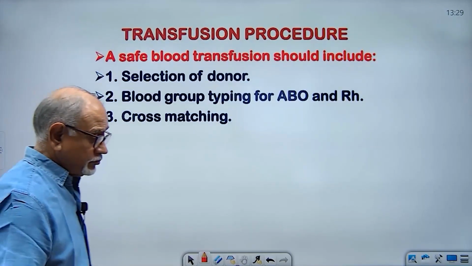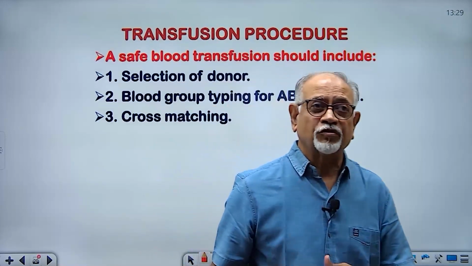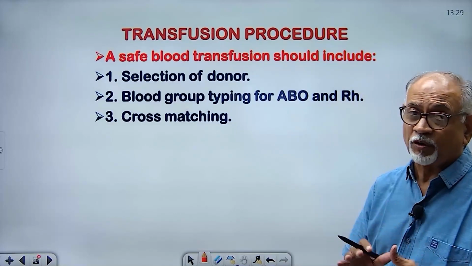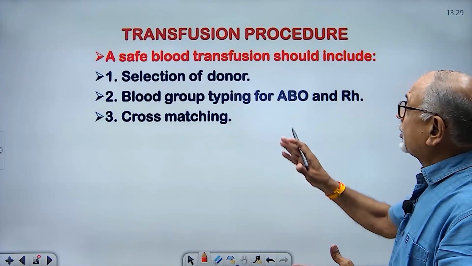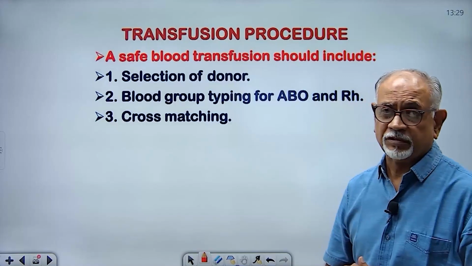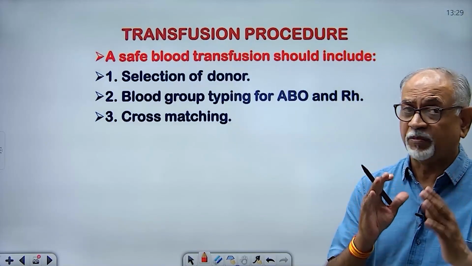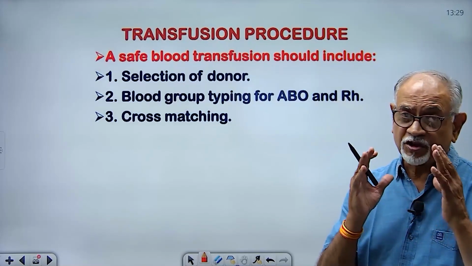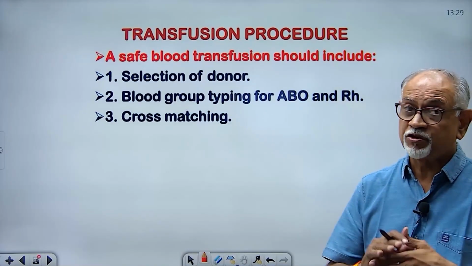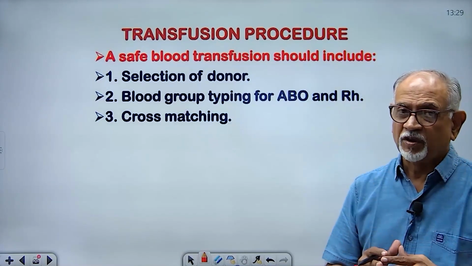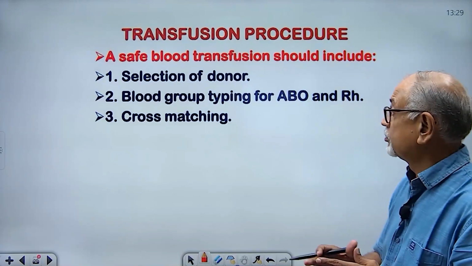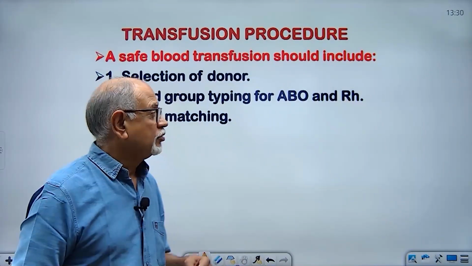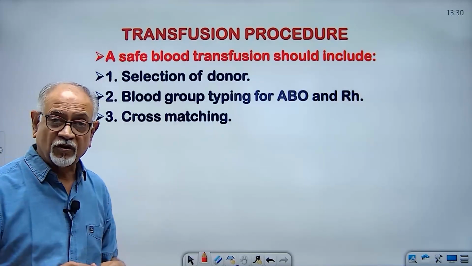Now, in the transfusion procedure, there are 3 things which are to be observed and important. One is the selection of donor. A donor should be a healthy person, must have the correct composition of blood. He should not have any type of blood-borne diseases and all that. Then a blood group testing should be done for ABO system and for RH system.